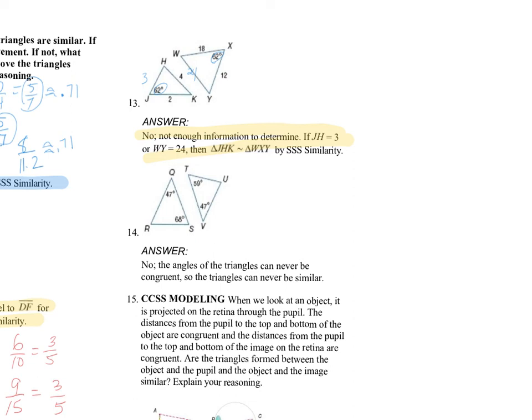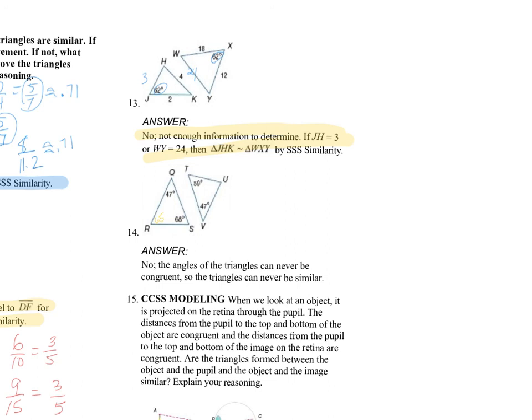For number 14, if we look at what is here, we know that the sum of the interior angles of a triangle is 180. And so if this first triangle has a 47 and a 68, that would make this angle in here a 65.